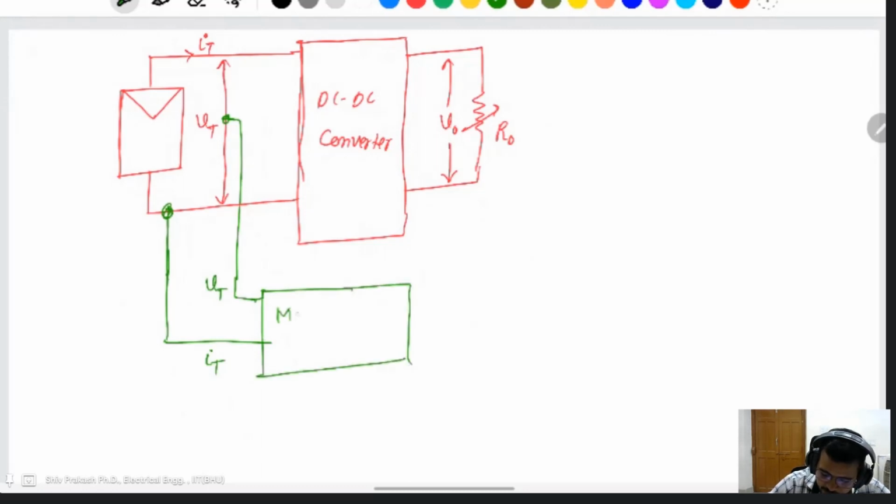Then we have the MPPT controller, of different types. The controller gives the duty cycle or gives a value. Then that value passes through the PWM generator. After that you get the duty cycle. I have written directly here the duty cycle D.